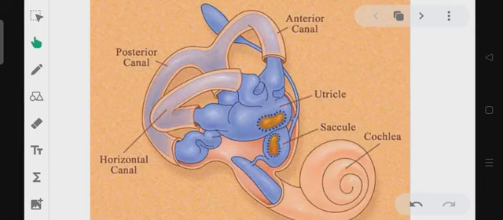Now see in this diagram, these are the three semicircular canals, right? One is this, second is this, and third is this one. Now they are all at 90 degrees to each other, they make an angle of 90 degrees with each other.